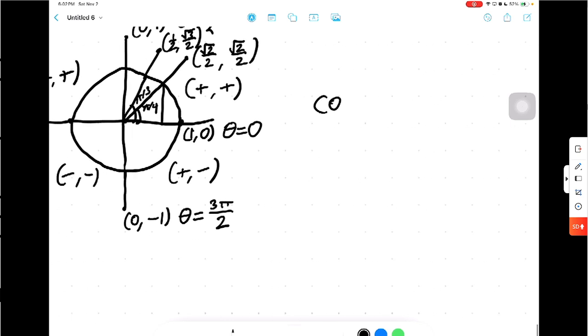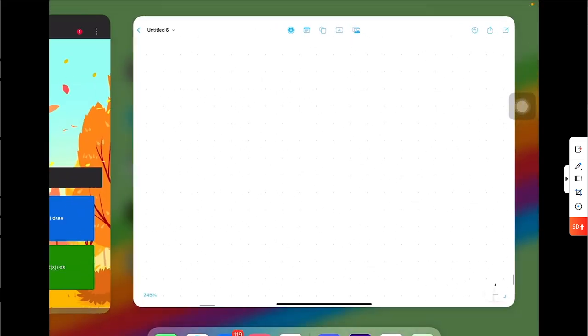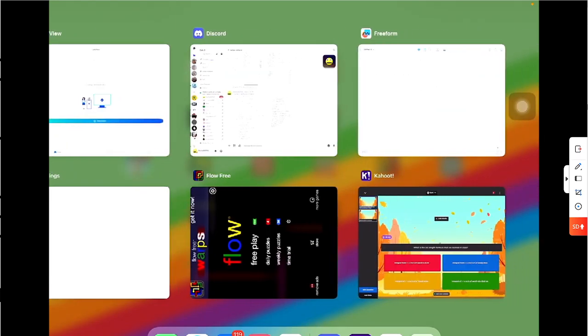And then cosine is like x, and sine is like y. And this is pretty much everything you need from the unit circle. And the rest is just the identities we've already known. It's just identities. Alright, I think that should be enough review. Let's just go ahead and grind through the rest of the review problems. Just get them out real quick.